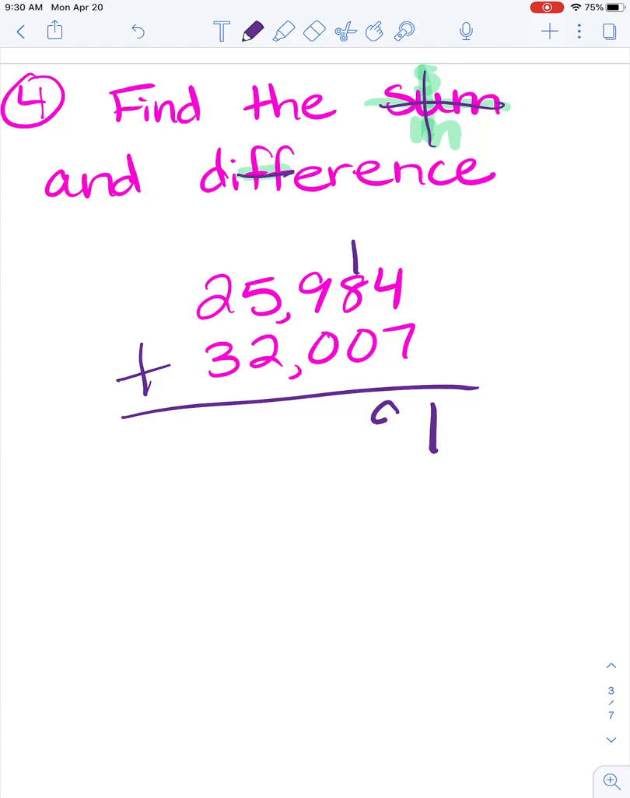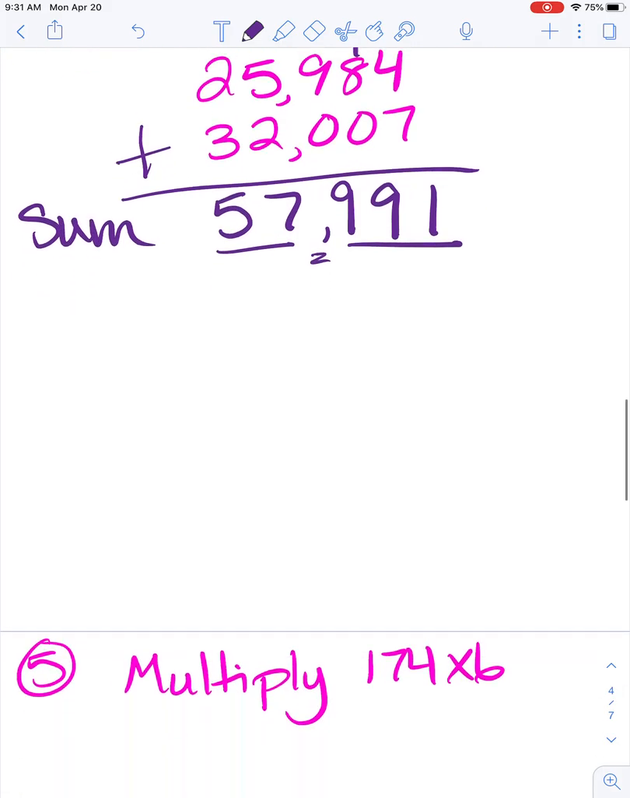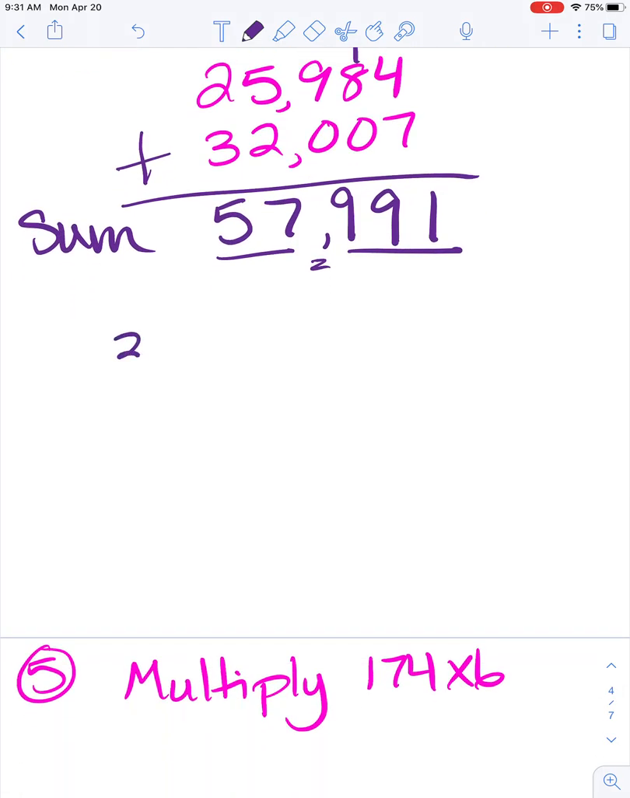7 plus 4 is 11. 8 plus 1 is 9. 9 plus nothing is 9. 5 plus 2 is 7. And 2 plus 3 is 5. Read it with me. 57,991 is our sum. We're going to take those same numbers and we're going to subtract them now.